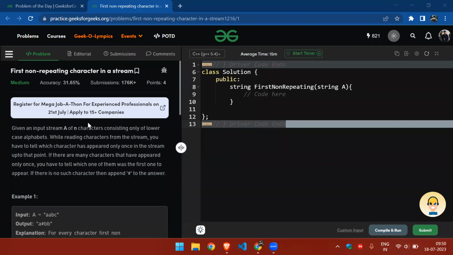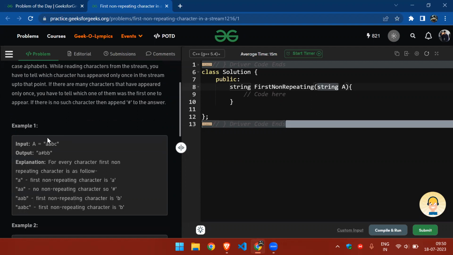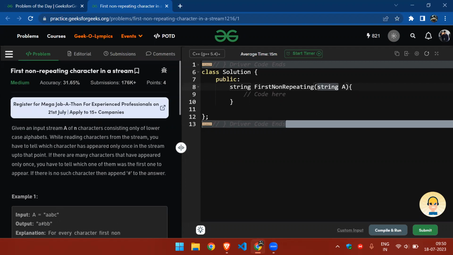Hi. So let's solve today's problem: First non-repeating character in a stream. In this problem, we have been given a stream, not a string, of n characters. A stream is nothing but characters coming one by one. For example, if this is A, A, B, C, first the A will come, then A, then B, then C, all right? So that's the stream for you.